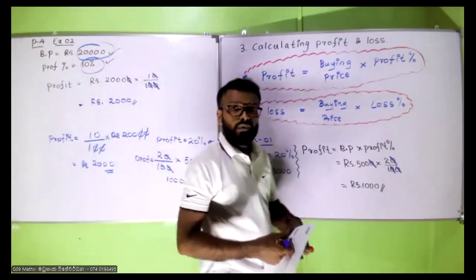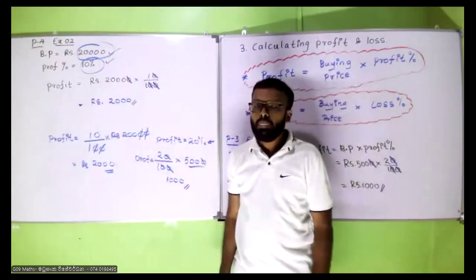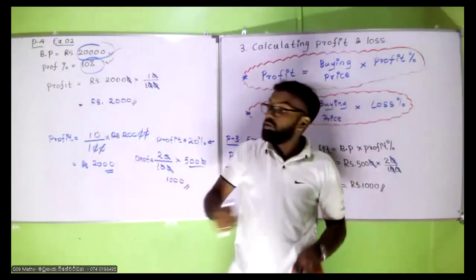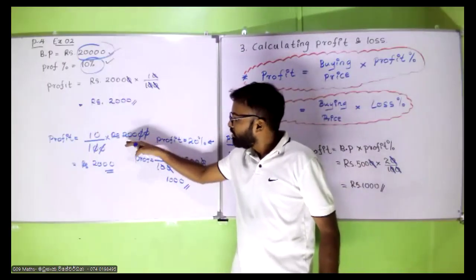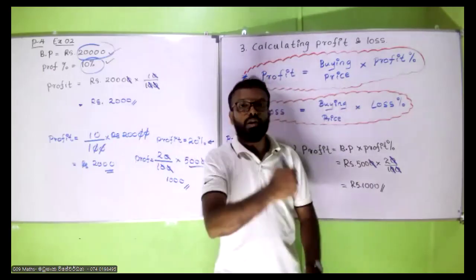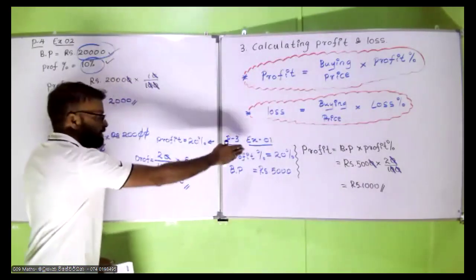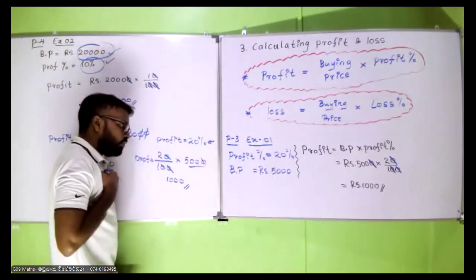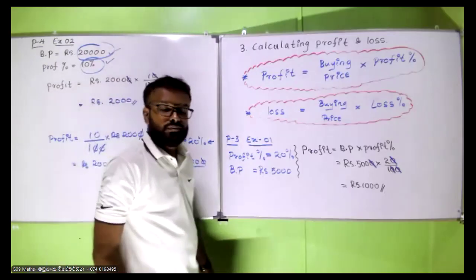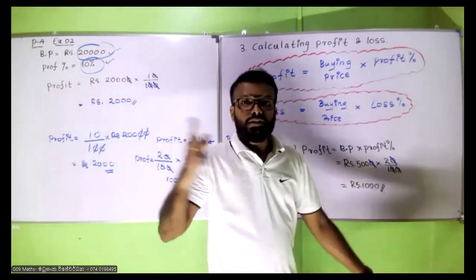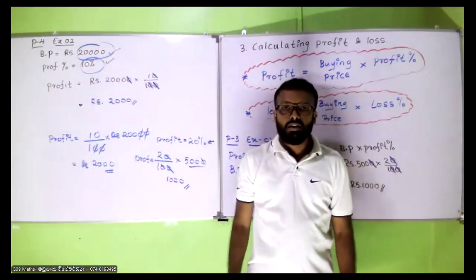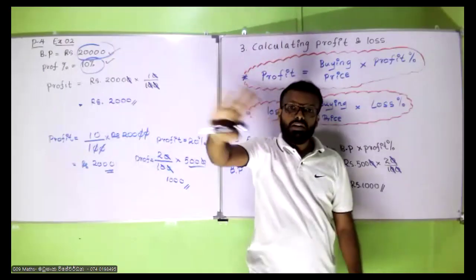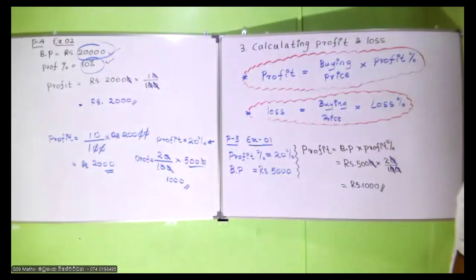Same answer, so that is the logic. For 100 rupees you are going to keep 10 rupees with you, then for 20,000 rupees how much are you going to keep? And in example number 1, for 100 rupees you are going to keep 20 rupees with you, then how much for 5,000? That is the thing. If you forget the two equations, it doesn't matter, okay?